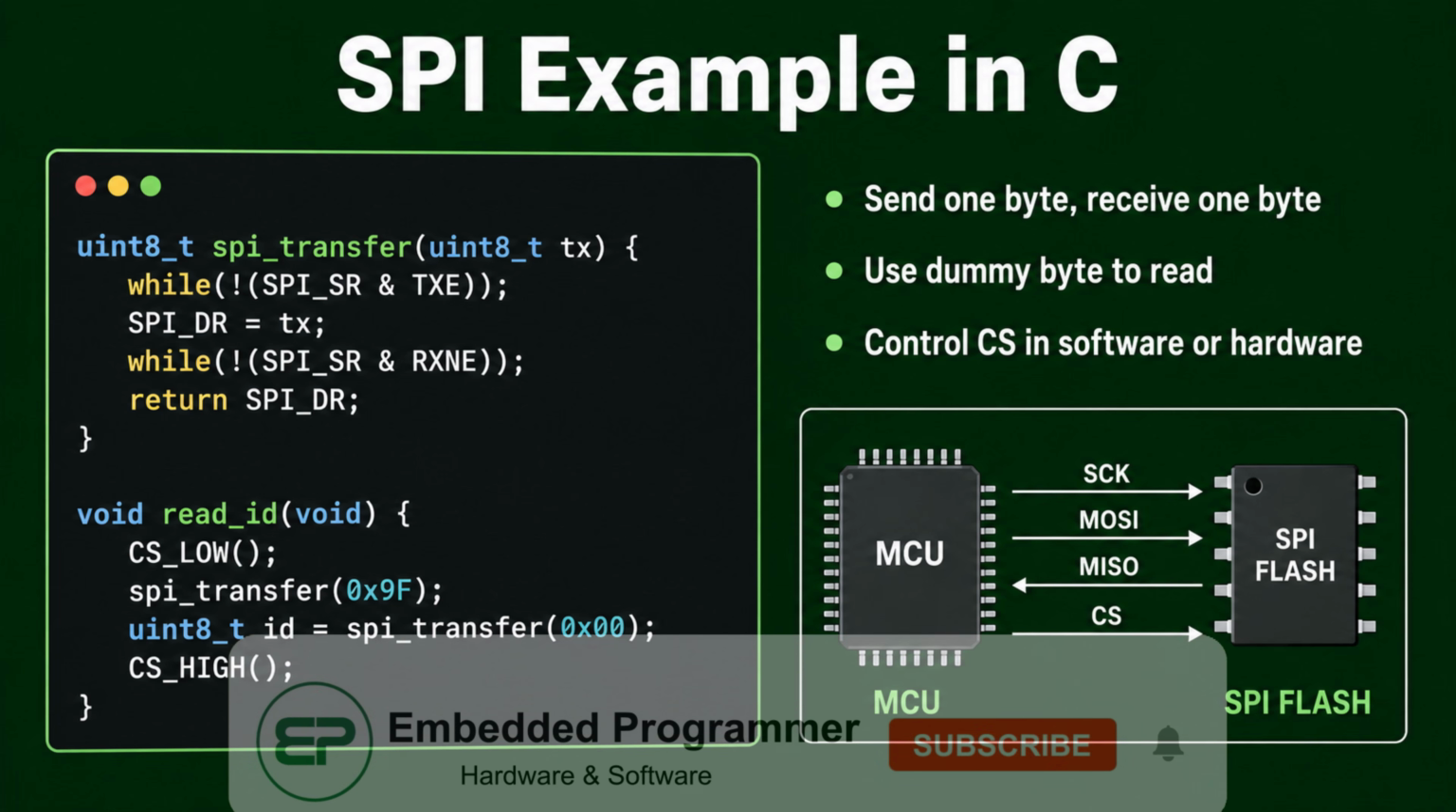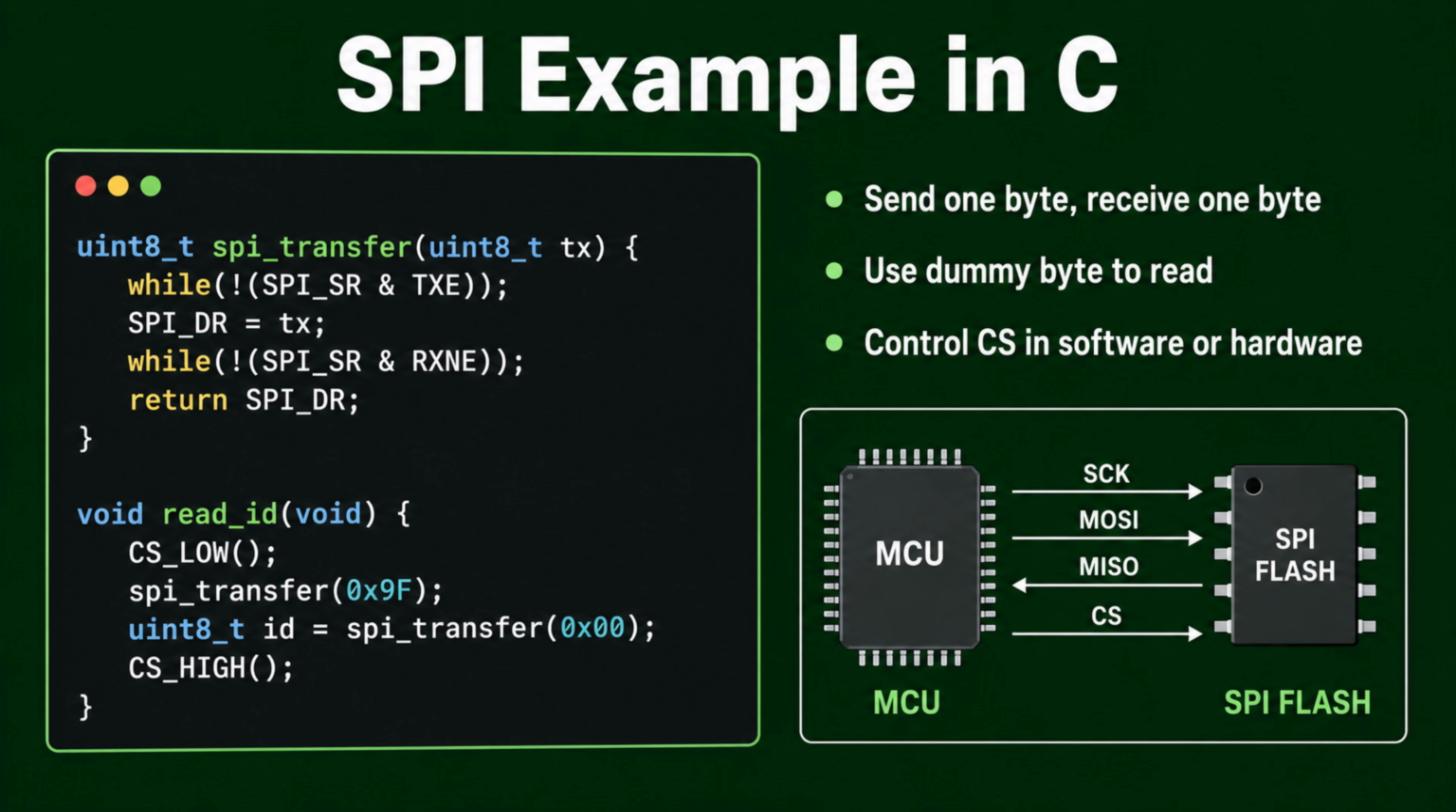This SPI stands for Serial Peripheral Interface. The SPI transfer function waits until the transmit register is empty. It then writes the outgoing byte into the SPI data register. Next, it waits until a received byte becomes available and returns that byte to the calling function.